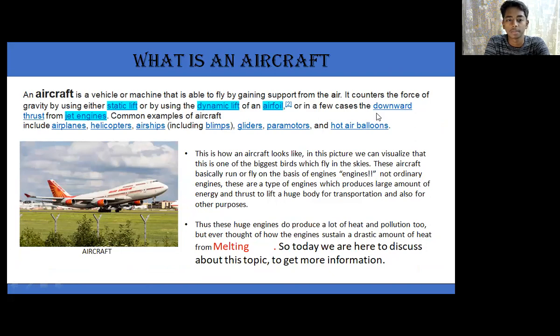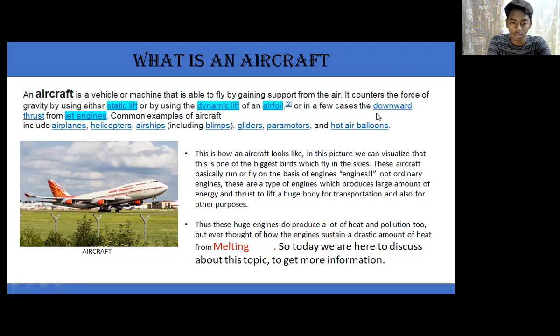What is an aircraft basically? An aircraft is a vehicle or a machine that is able to fly by gaining support from the air. It counters the force of gravity by using static lift or dynamic lift. Here, static or dynamic lift is produced by the aerofoil of the aircraft. Further, we'll discuss the aerofoil of an aircraft. Aircraft include aeroplanes, helicopters, airships including blimps, gliders, paramotors, and hot air balloons.